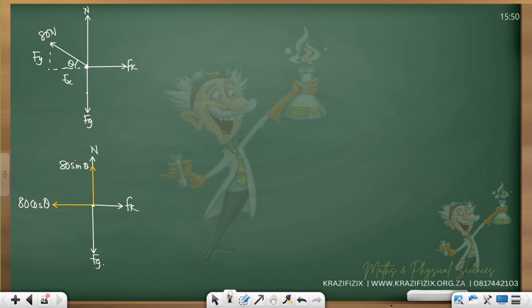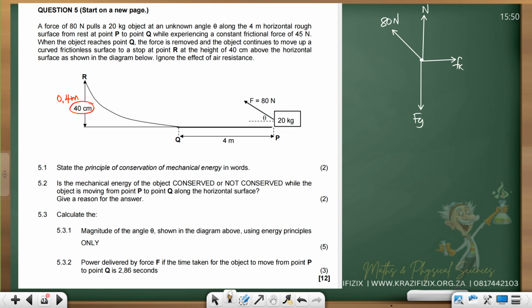Now let's use our work done by non-conservative force, which is actually the same even if I use work net. If I say work net is equal to change in kinetic energy, will this help? What do we know? What are we looking for again? Angle theta. It won't help. Do you know why? Because we don't have the final velocity. We are working between P and Q. So I don't think that would help.